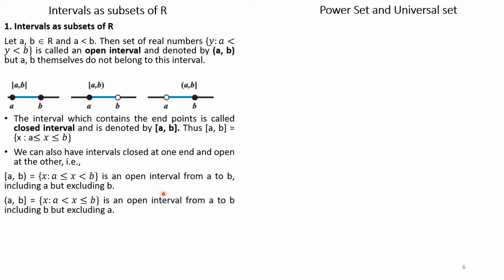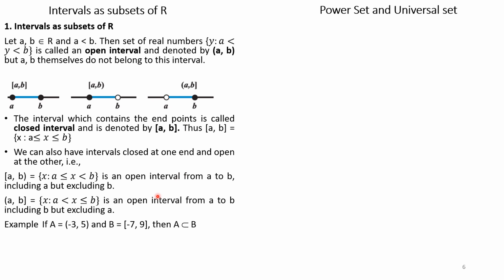Similarly, (a, b] equals x such that a is less than x, less than or equal to b, an interval from a to b but excluding a. This is shown here in diagram number 3.